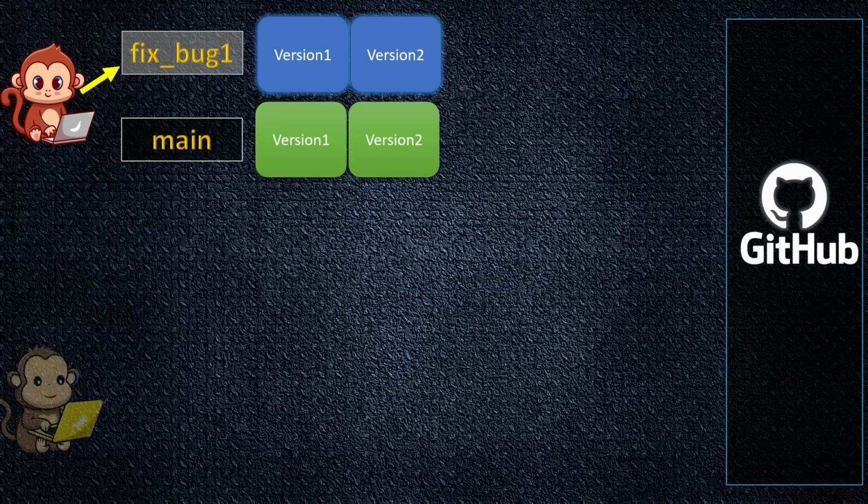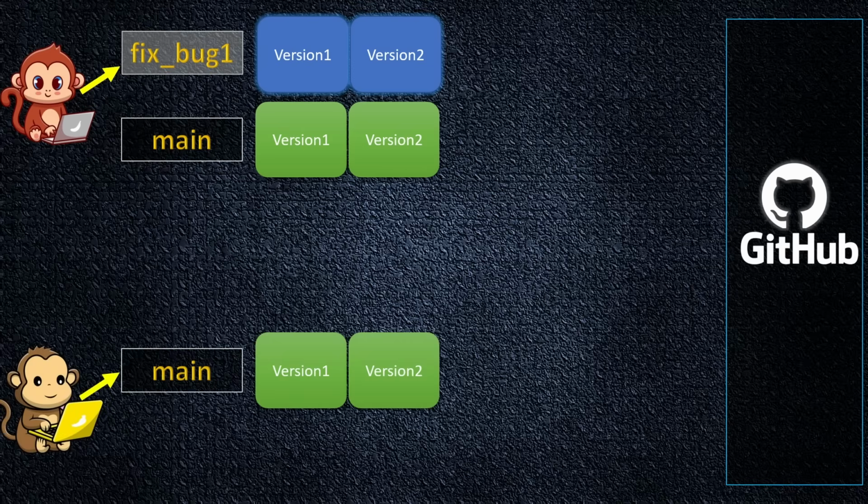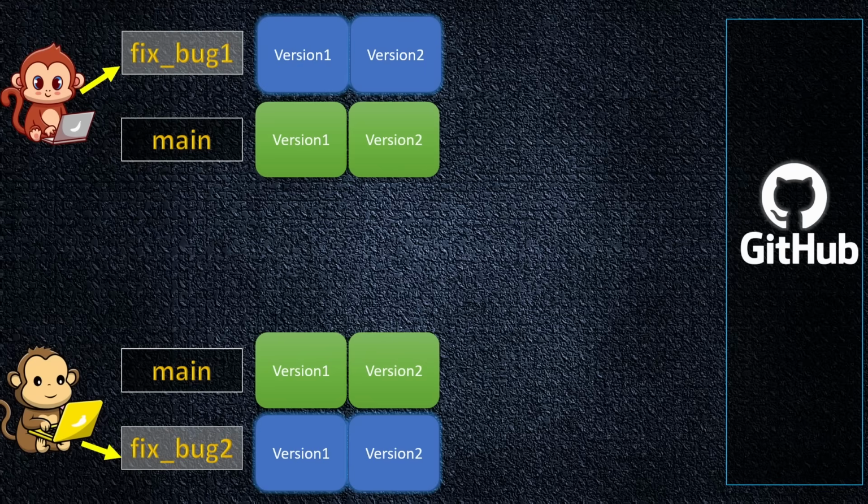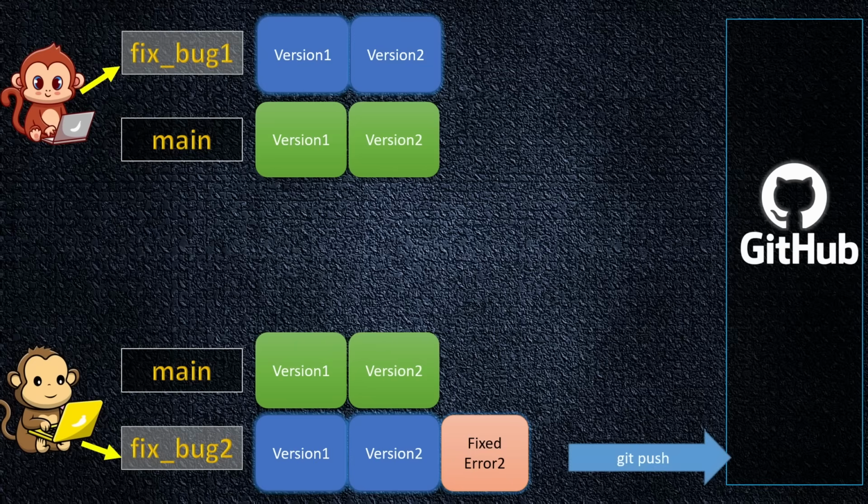At the same time, another developer clones the Git repository's main branch and starts working on another bug. So basically he creates a branch fix bug 2, for example. It clones all the commits and he starts working on fixing bug 2. Making just one commit in this presentation, for example, he creates a commit called fixed error 2 and pushes all his changes to the Git repository.